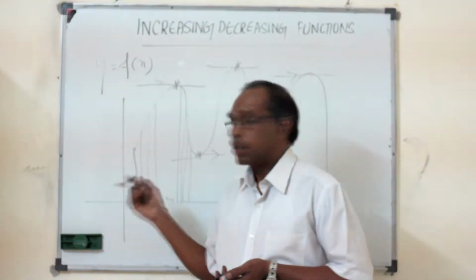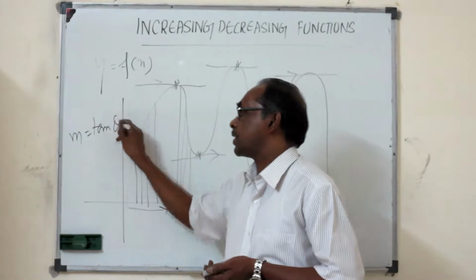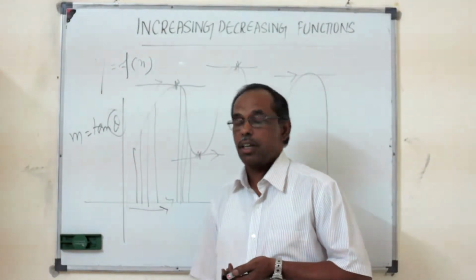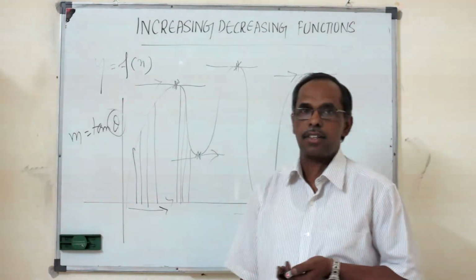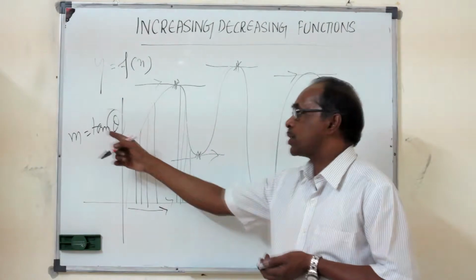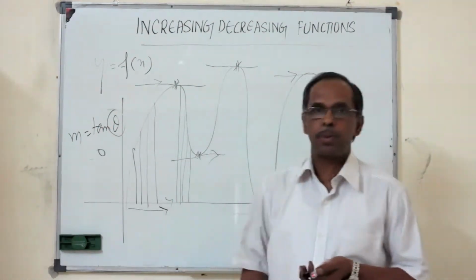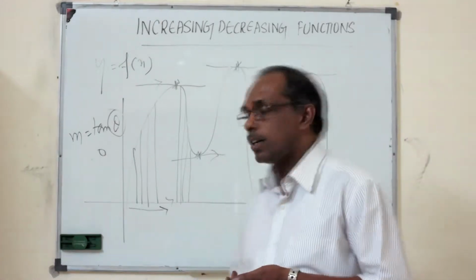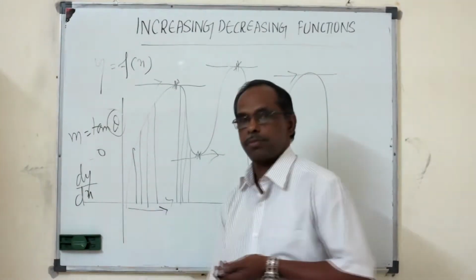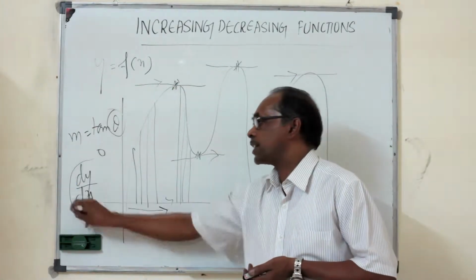How? We have learned a formula, slope m is equal to tan theta, in class 11. What is this theta? Theta is the angle of inclination of the straight line with the x-axis. So in this case, theta is 0. Therefore m is equal to tan theta, tan 0, that is equal to 0. What is this slope? Slope is nothing but dy by dx. Derivative. That's what we learned before. That means at the turning point, dy by dx value is what?